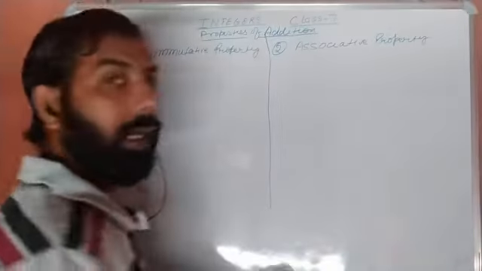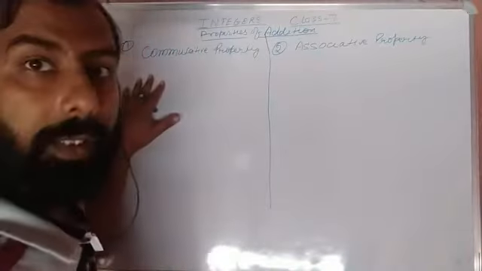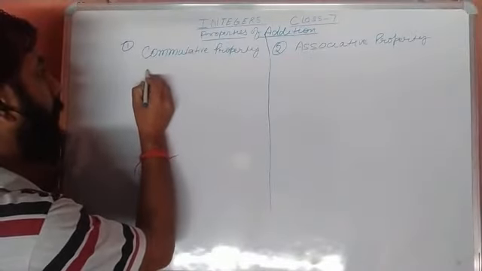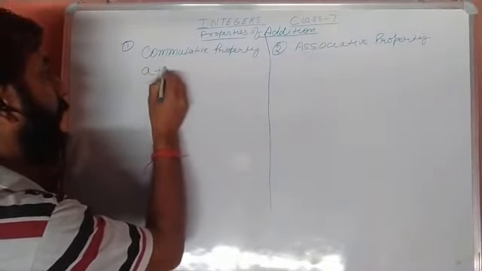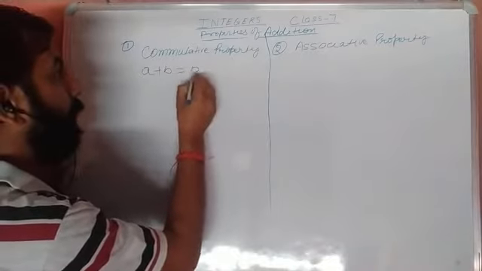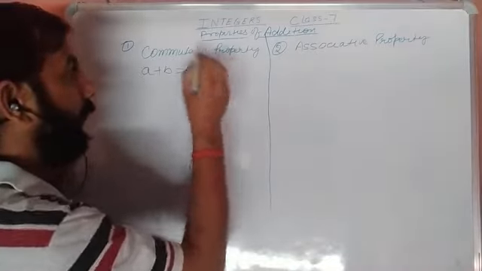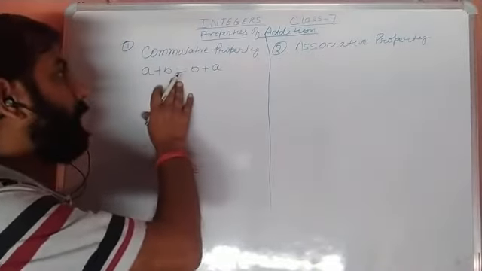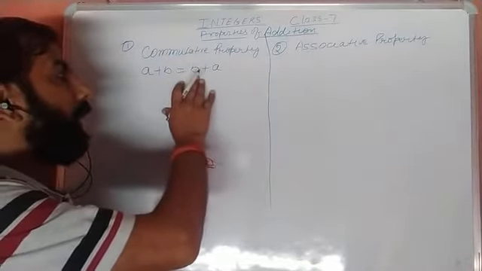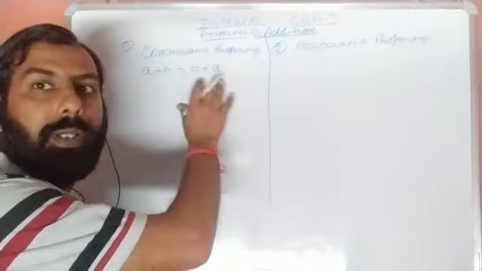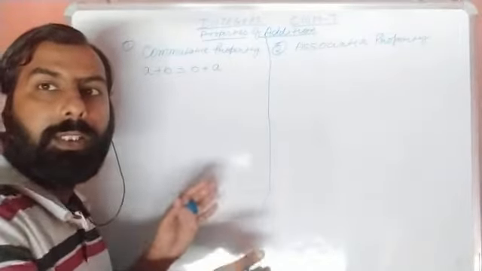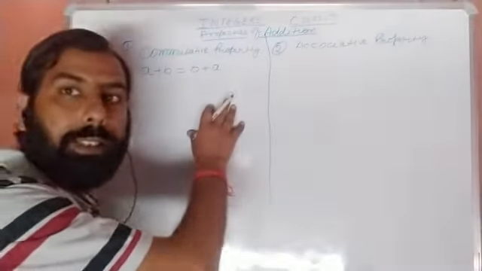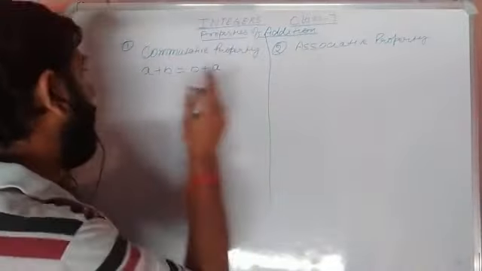Now first see about the commutative property. In commutative property, A plus B equals B plus A. It means when we are adding A plus B, it is equal to B plus A. When we change the order of the numbers, the result will be the same. Let us see with an example.